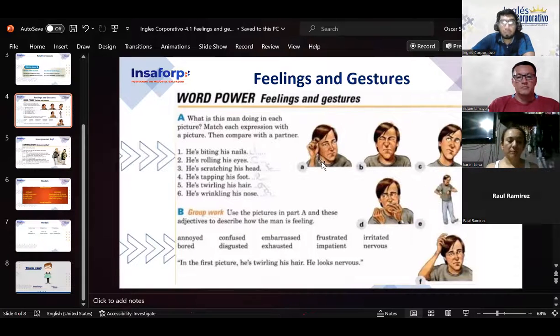Now, I want to know, in your cases, when do you use these gestures? I know that twirling your hair and wrinkling your nose are not that common. It's not something that we do a lot. But rolling your eyes and tapping your foot, or it's not only tapping your foot. It can also be, for example, the swing of your knee, which is very common in us men, that we cross our feet and then start swinging our knees when we are impatient.